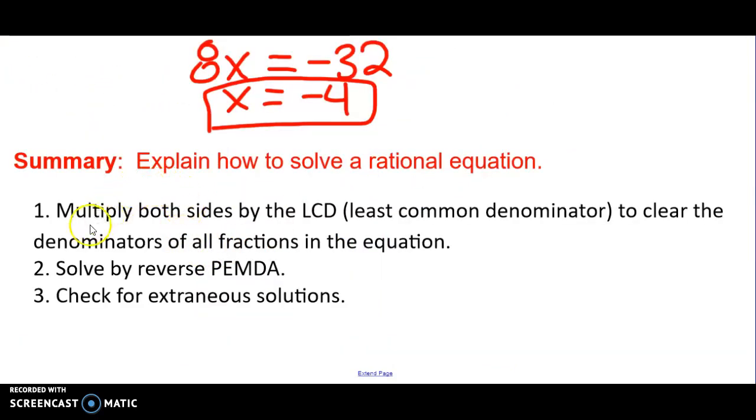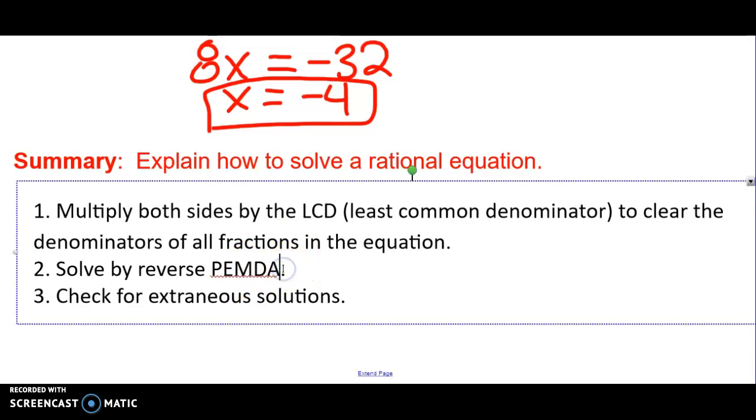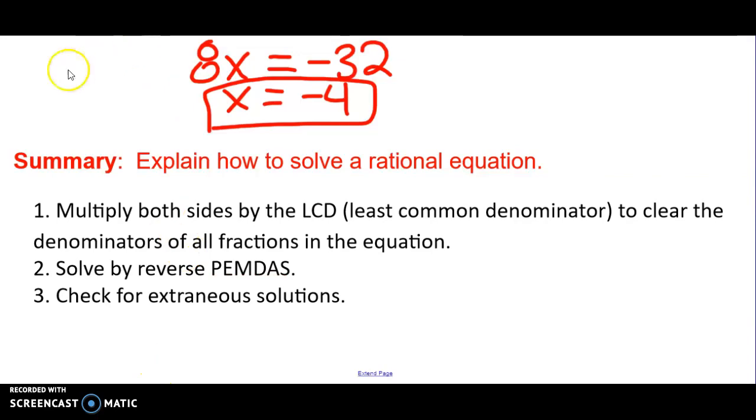So in summary, you need to solve rational equations by multiplying both sides of the equation and each of the fractions by the least common denominator to clear out all those denominators. And then you just solve using reverse PEMDAS. And make sure you check for extraneous solutions.